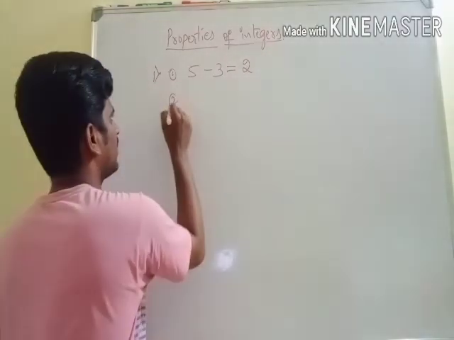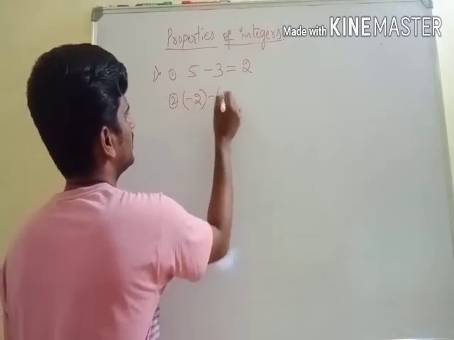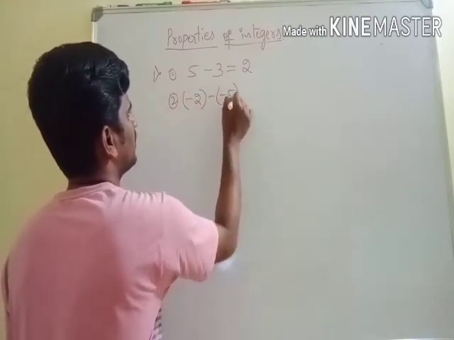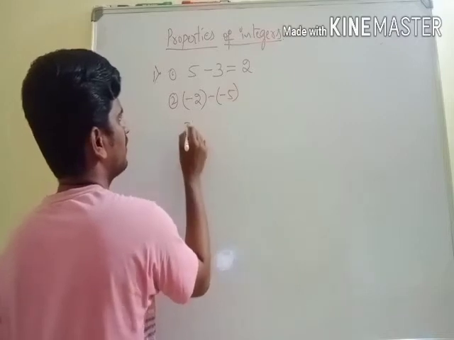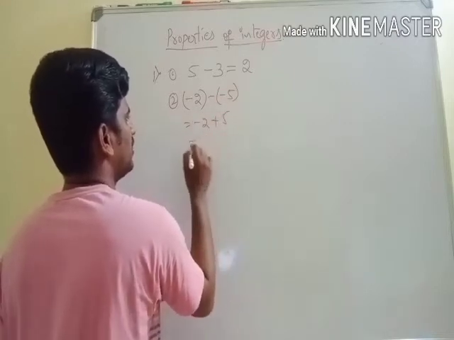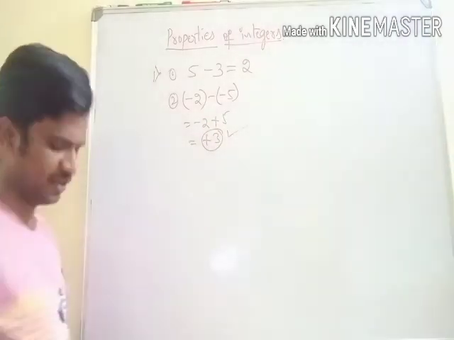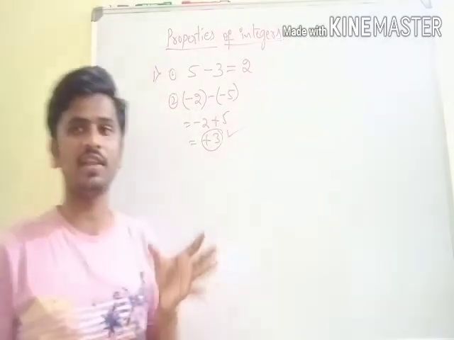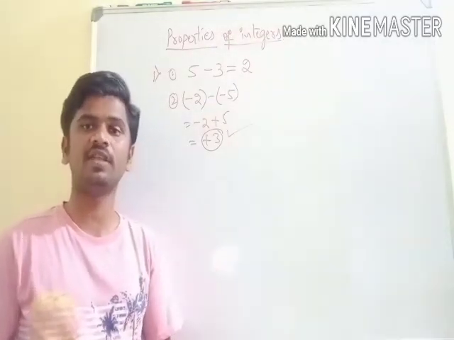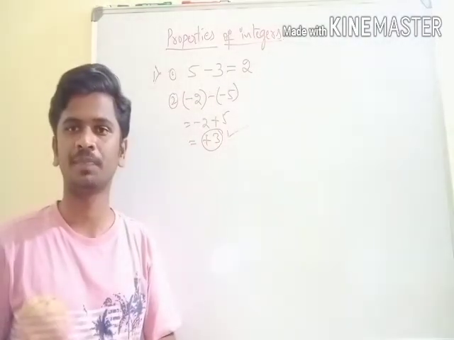Then consider another example: minus 2 minus 5. We can write this as minus 2 minus into minus, plus 5. Minus 2 plus 5, its value is plus 3. It is also an integer. It means if we consider any two integers, then their difference is also an integer.